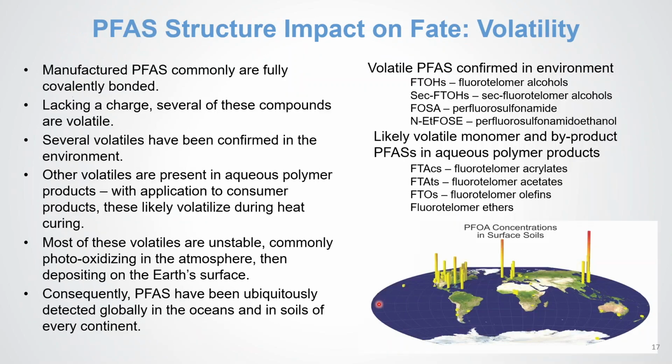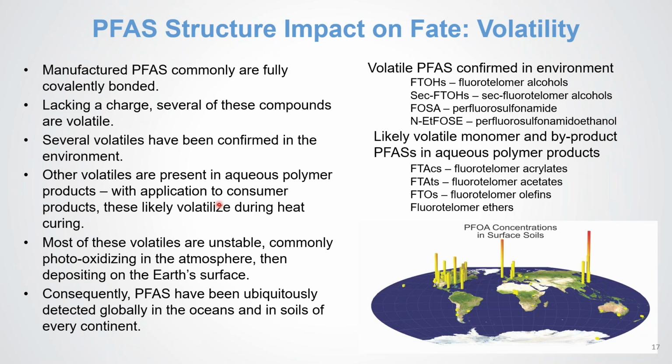A little bit about the structural impact on fate, and I'll talk a little bit about volatility first. PFAS are commonly manufactured as fully covalently bonded. However, lacking a charge, several of these or many of these compounds can be volatile. These volatile emissions can make it to the environment, and then ultimately through a variety of natural processes can be converted to other forms of metabolites or degradation products that have the potential for being distributed around the globe.